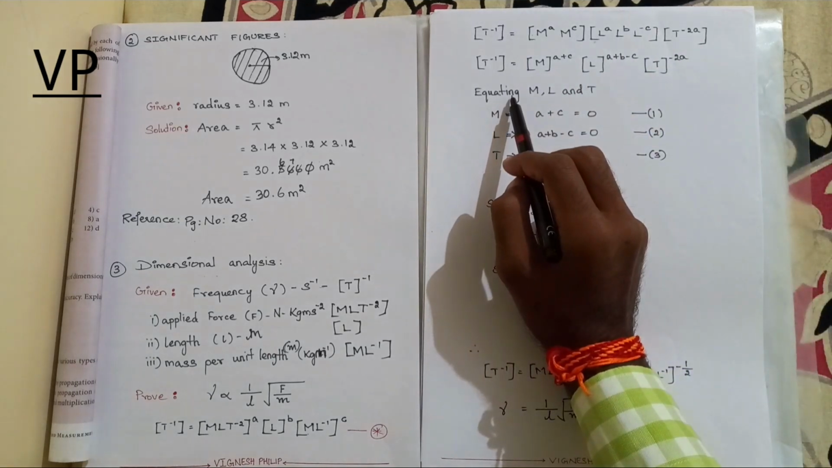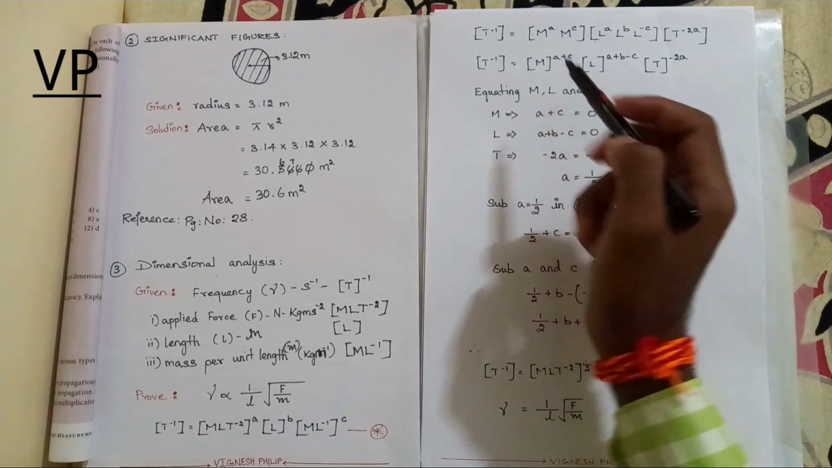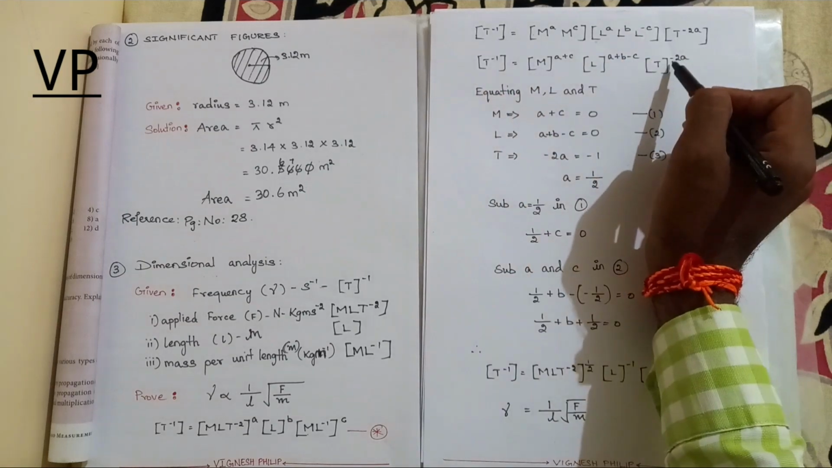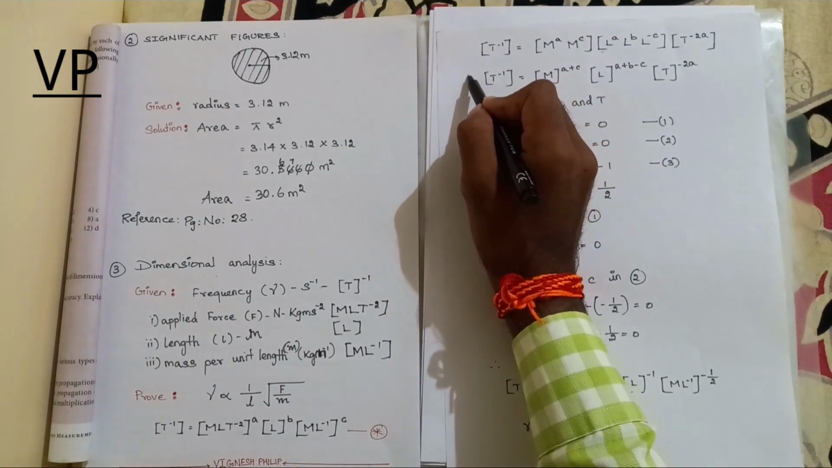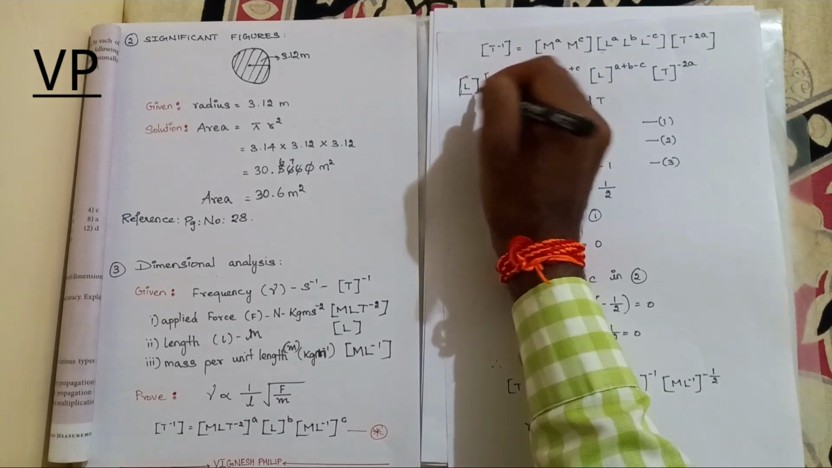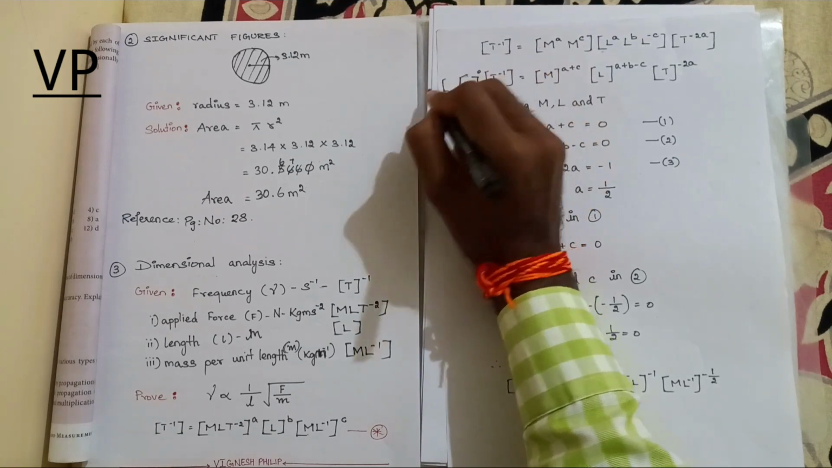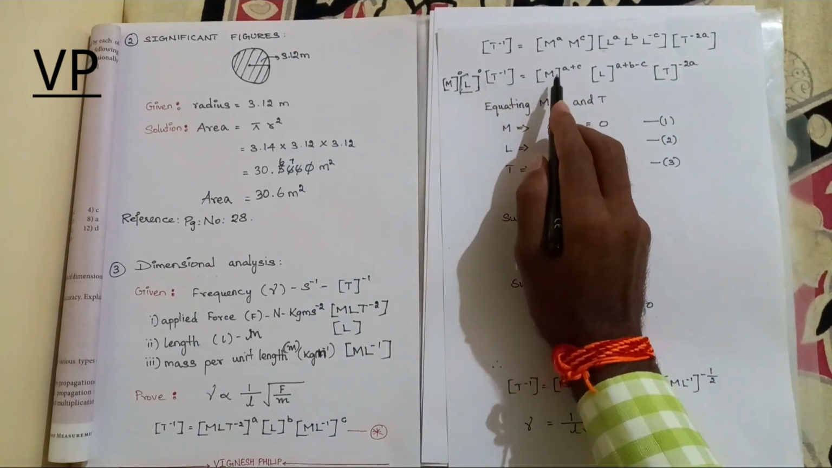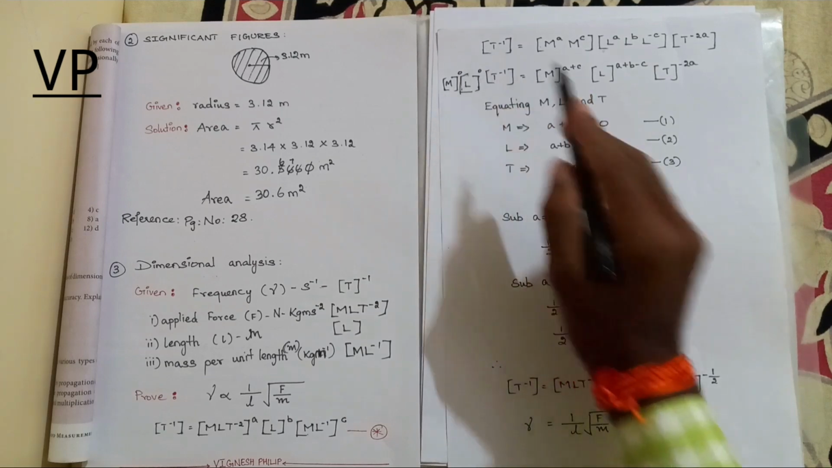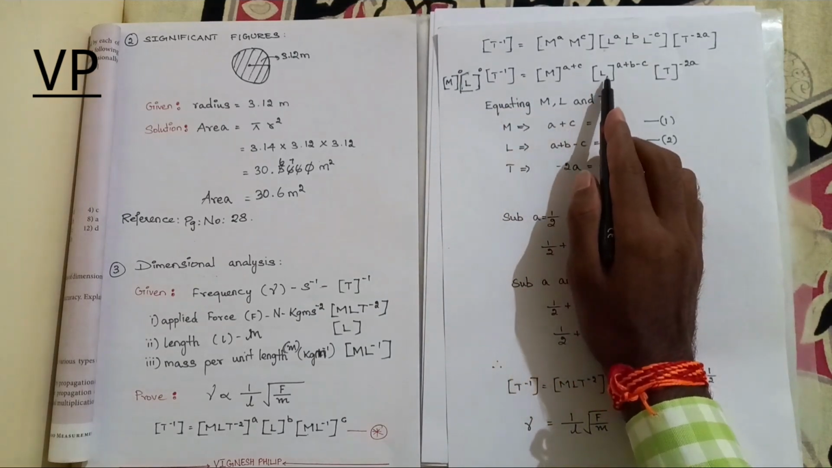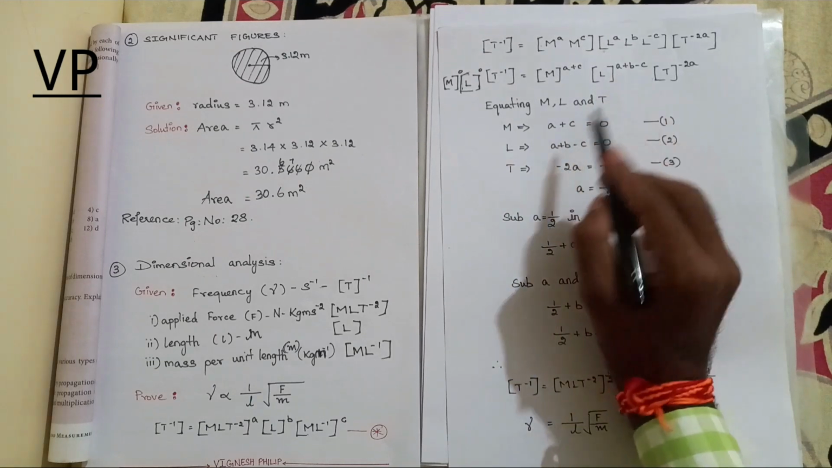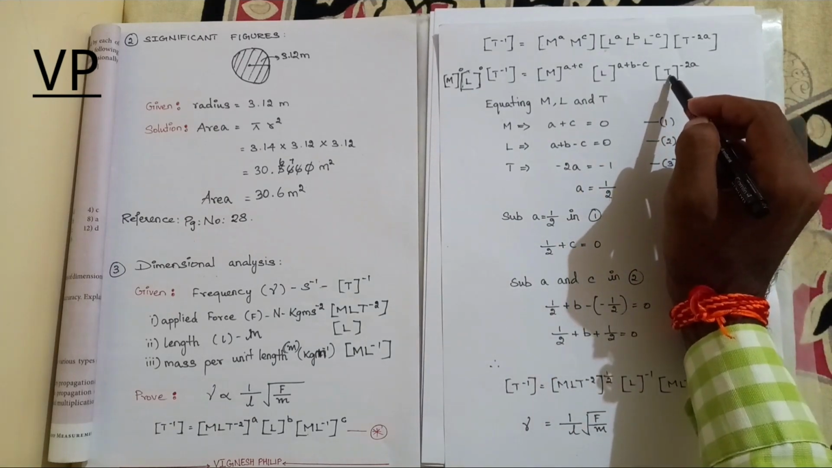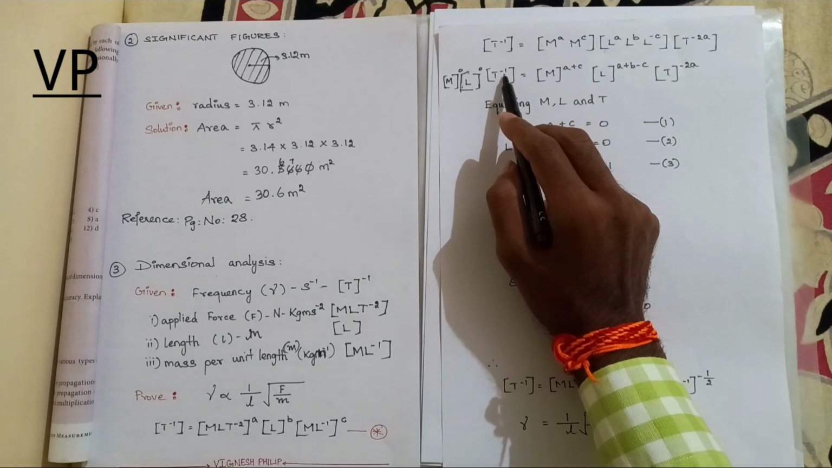By equating M, L and T, here there is T, so we shall equate T and T. Here there is no L, which means there is L power 0 and M power 0. So by equating M first, A plus C equals 0. For equating L, A plus B minus C equals 0. And for equating T, we get minus 2A, which is equal to minus 1.